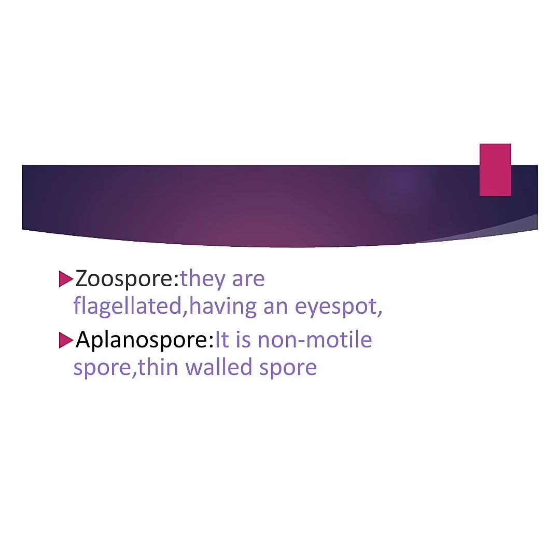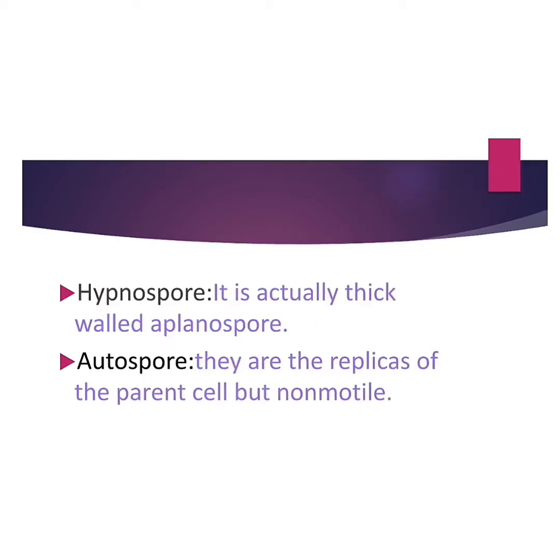The second one is aplanospore. They contain no flagella, so they are non-motile spores and are unable to move. Their cell wall is thin compared to the others. The third one is hypnospore. It is actually a thick-walled aplanospore. Hypnospore is similar to aplanospore. When an aplanospore contains a thick wall, it is known as a hypnospore. And the last one is autospore. They are replicas of the parent cell but non-motile. Autospores look similar to the parent cell but they contain no flagella, so they are non-motile.